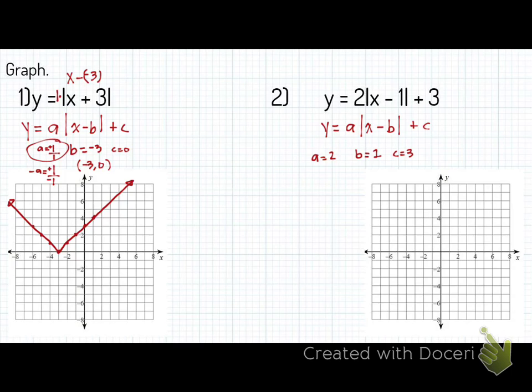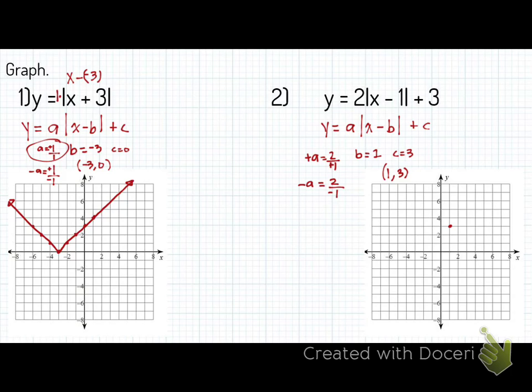Okay. So now I'm going to figure out my vertex. My vertex has to be B and C together, so it's 1, 3. I'm going to plot that point. 1 from the center up 3. Plot my point here. Okay. Then I have my A. I'm going to make it a fraction. Since A is equal to 2, I can make positive A by putting a positive 1 underneath. And we're going to do a negative A by taking 2 and putting a negative 1 underneath.